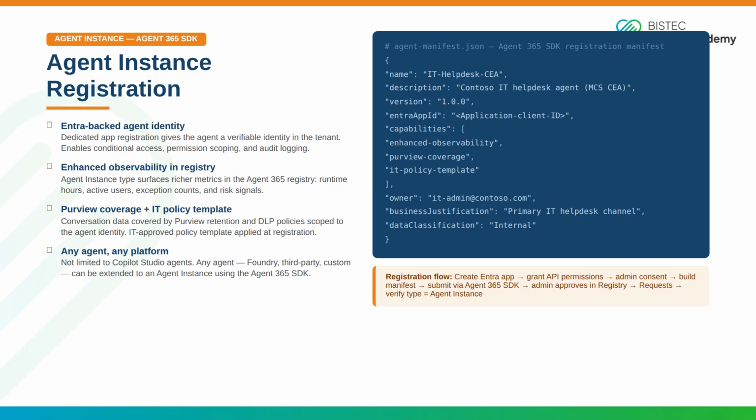The registration manifest is a JSON file that includes the agent name, description, version, environment, Entra app ID, and the Agent 365 SDK version. The SDK validates the manifest, registers the agent identity in Entra, and creates the agent instance entry in the registry, completing the governance loop for this agent.